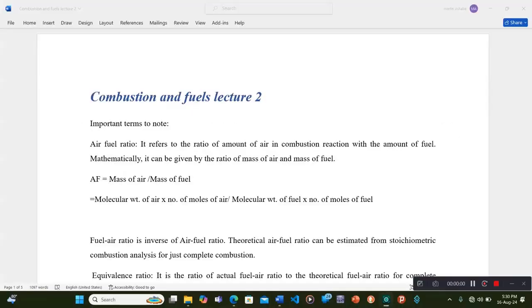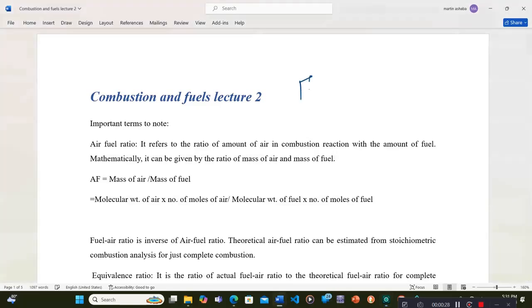Hello, colleagues. In this discussion, we are still proceeding with our series on combustion and fuels. And today, we are going to look at some important terms that we must note as we are dealing with combustion in thermodynamics.